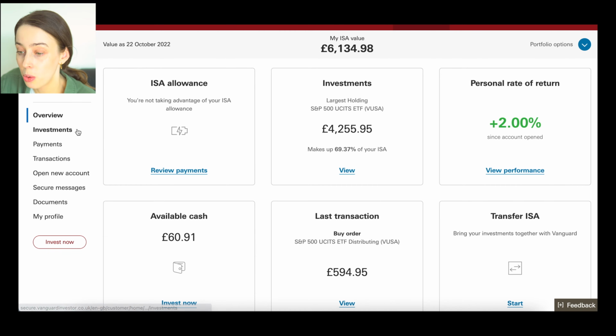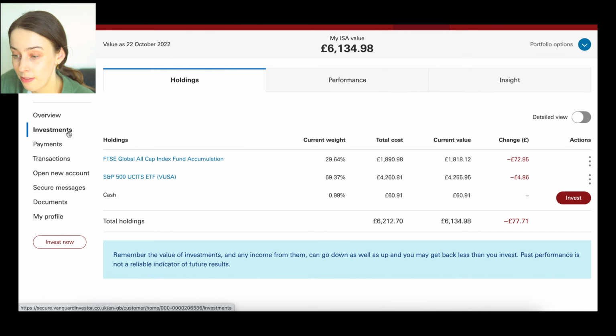Down the side here, we also have some more options. So we have this investment option here, and that gives you more details on exactly what investments you hold within your portfolio. So you can see in mine, I have two, the FTSE Global All Cap, which is an index fund, and the S&P 500 VUSA, which is an ETF. And you can see the weighting that I have in each of those, how much it cost me and its current value. So on the first screen, you didn't really get information about these current values and the amount that you've lost or gained on the investment. But on this page, you can.